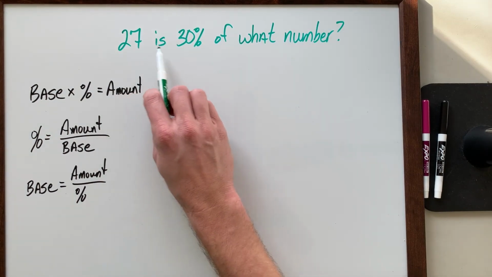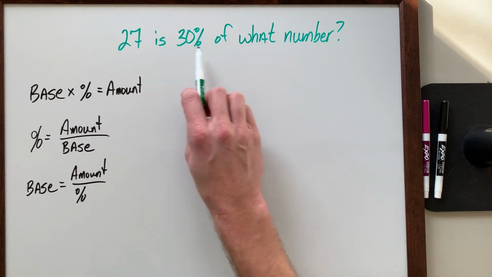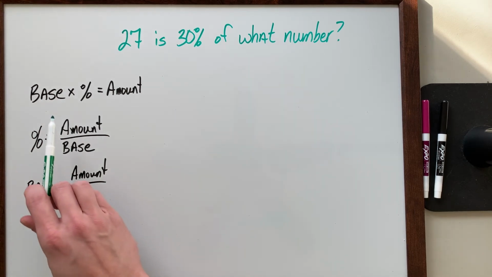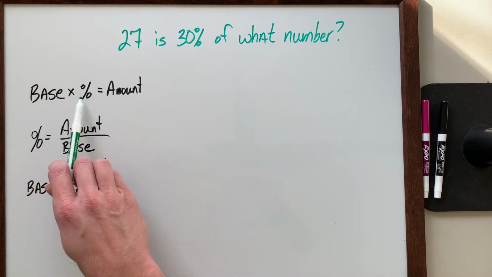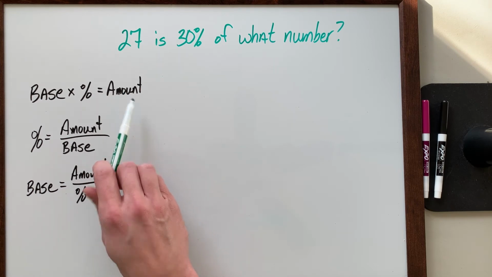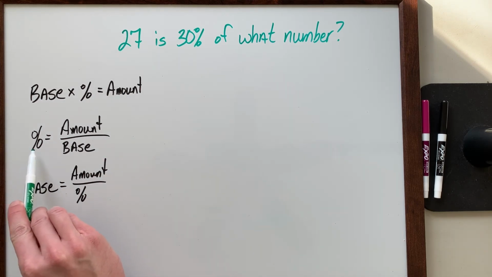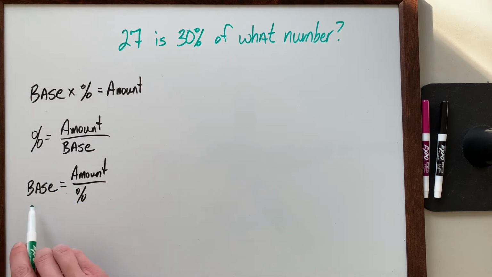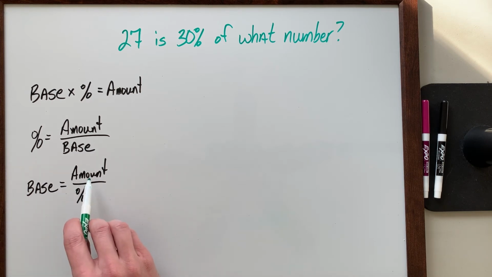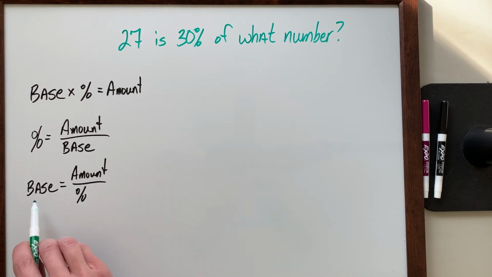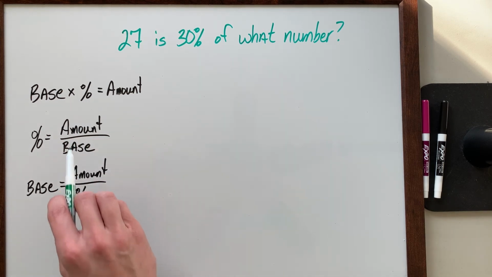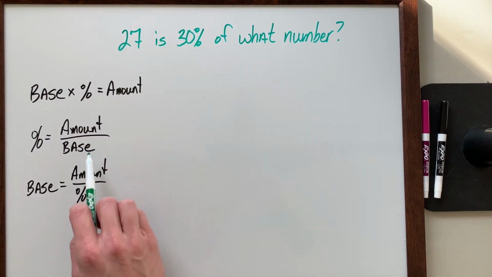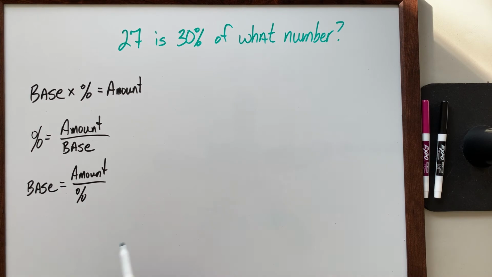Let's take a look at one final example. This is the third combination here. 27 is 30% of what number? In the first example, we knew the base and the percentage, and we needed to calculate the amount. In the previous example, we needed to calculate the percentage, but we knew the amount and we knew the base, okay? In this example, this third type, we know the amount and we know the percentage, and we need to calculate the base. All three of these equations are the same relationship. They're just written in a different form using some algebra so that you can pick the one that you need.